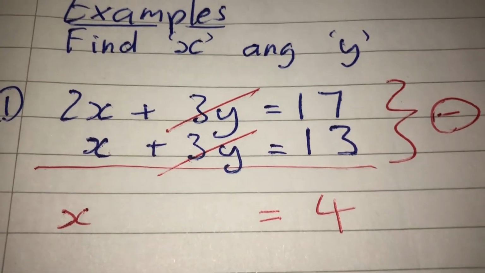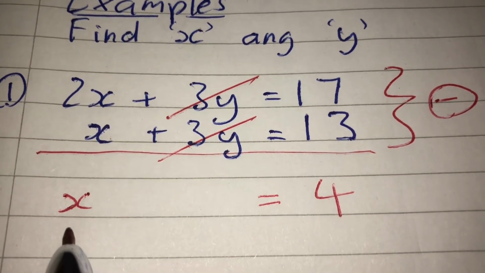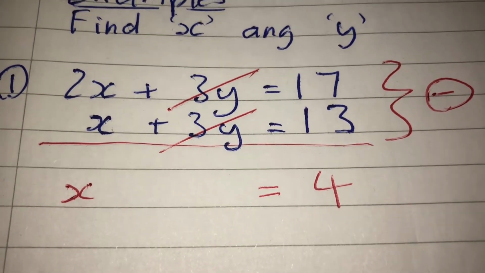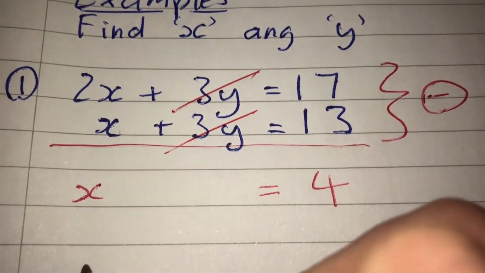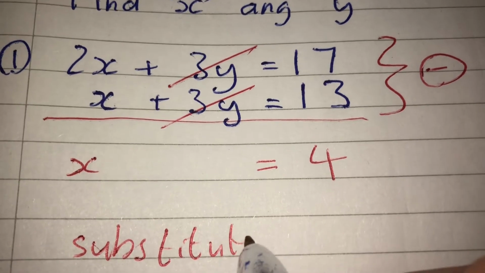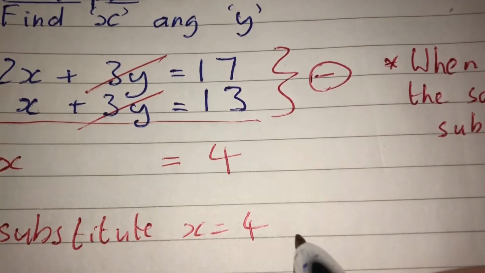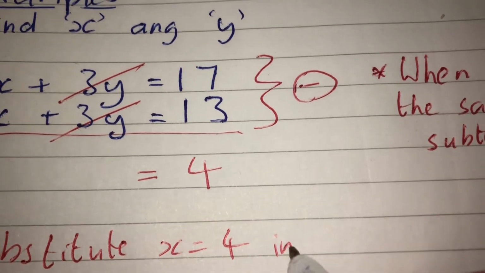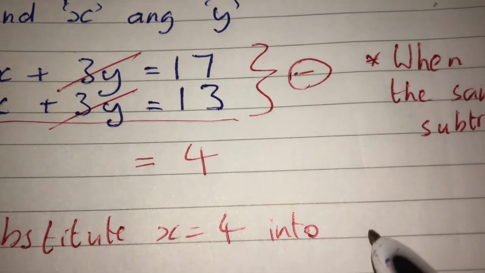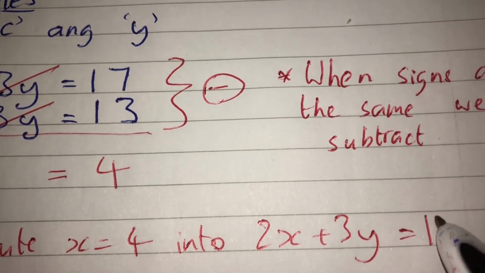So again, as I said, probably the most basic example of a simultaneous equations question. I already have my value for x: x equals 4. Now that I have my value for x, I can substitute x equal to 4 into one of the original equations. It doesn't matter which one. I'm going to pick the first one just to show you: 2x plus 3y equals 17.